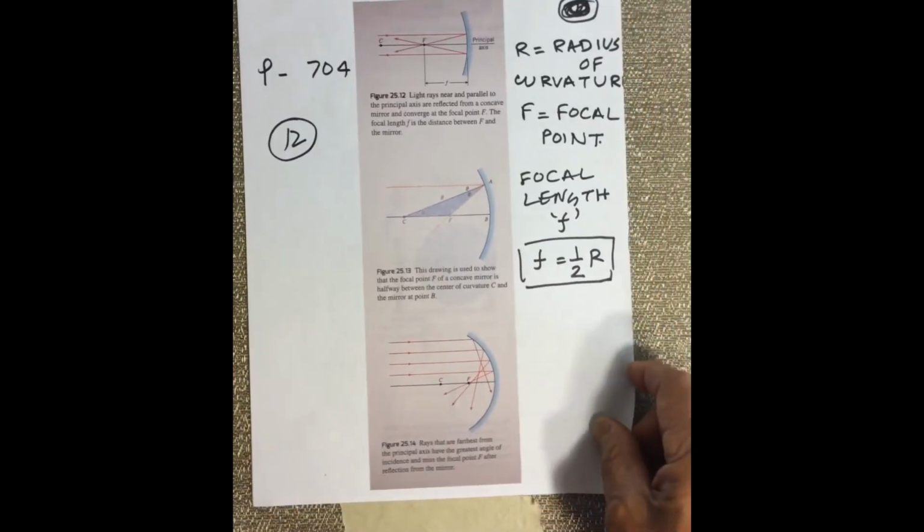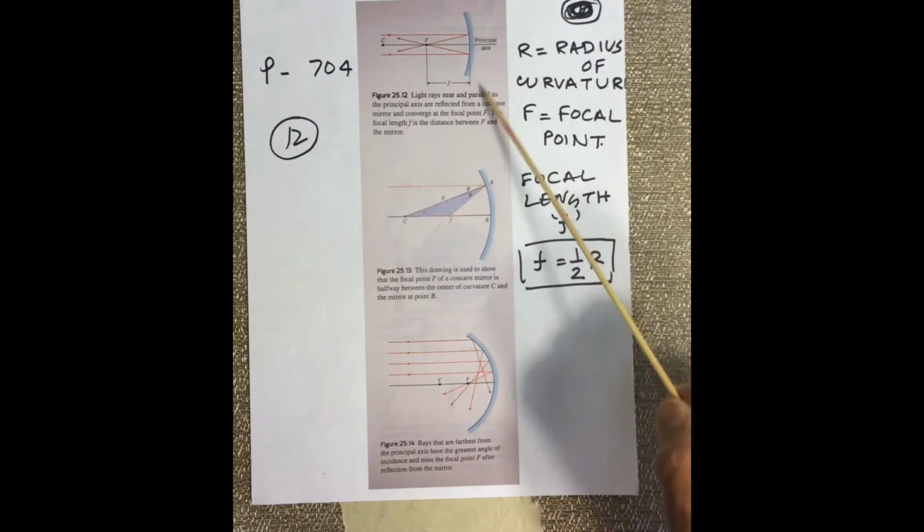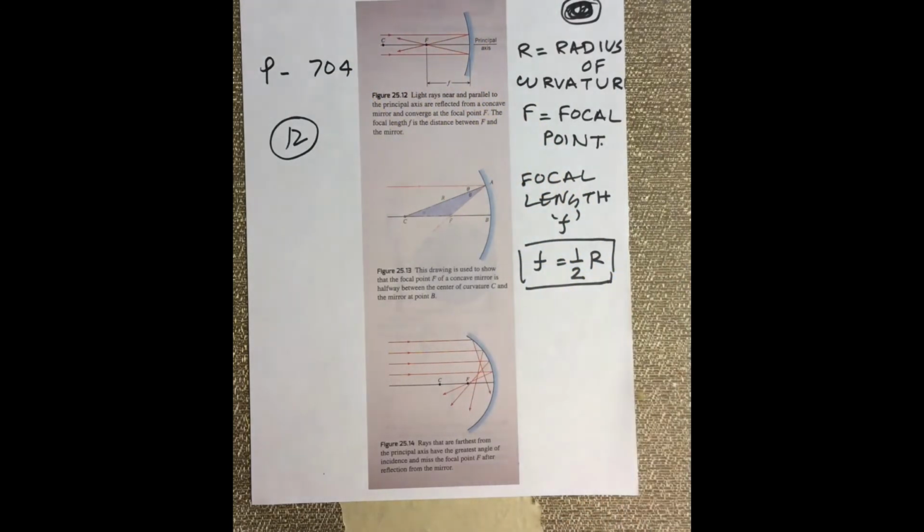This is a better picture to show you. Look, here R is marked as the radius of curvature, as I told you. F is the focal length or focal point, marked F. So F, which is the focal length, is half of the radius of curvature. The radius of curvature is this, then half of that will be F.